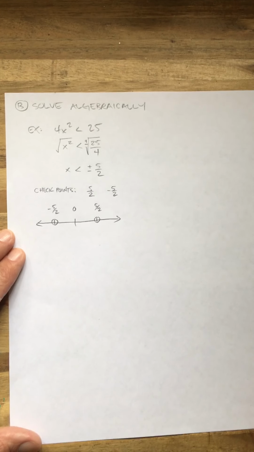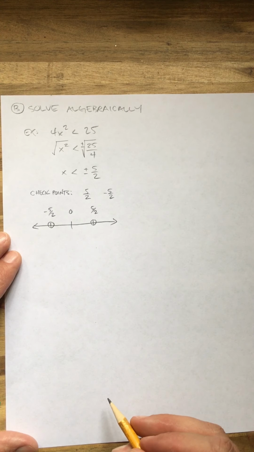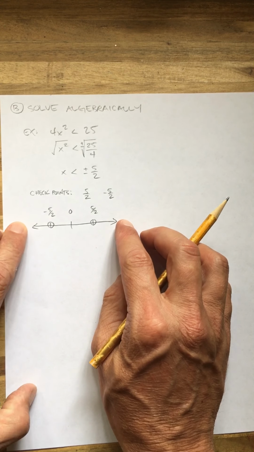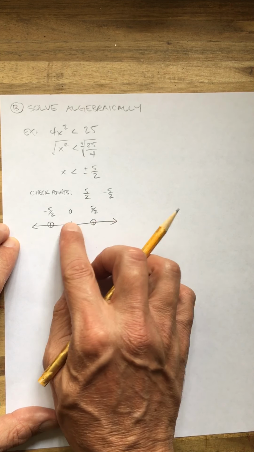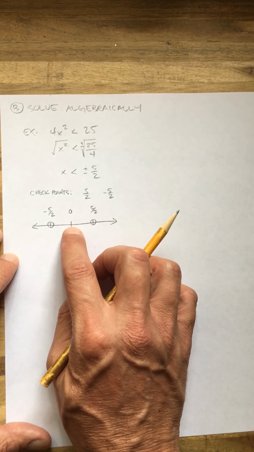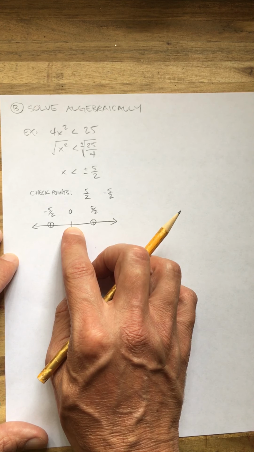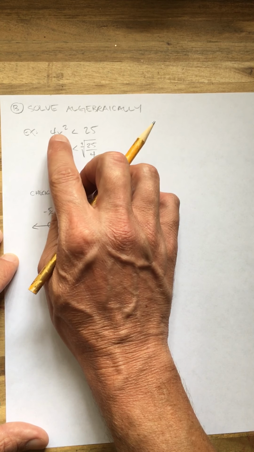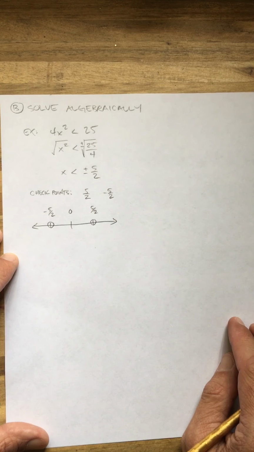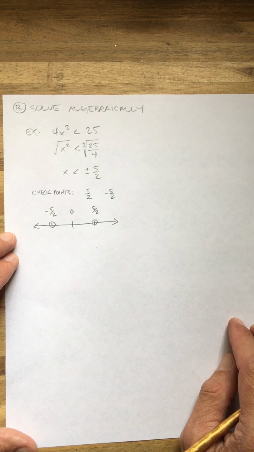And so now all we have to do to figure out where all of our solutions are is just check a point, okay? It's either going to be in between the two dots or on the outside of the two dots. Every single time, it's either going to be in between them or on the outside of them, no matter what. So let's just pick a value that's easy to plug in, like 0. Take that 0 and plug it into the very start. 4 times 0 squared is 0. Is 0 less than 25? Yeah, 0 is less than 25. So we know 0 is a solution.